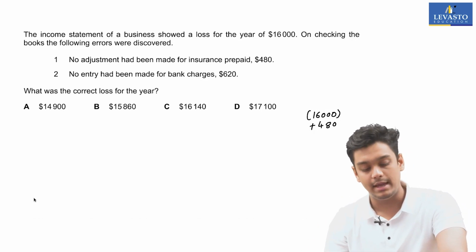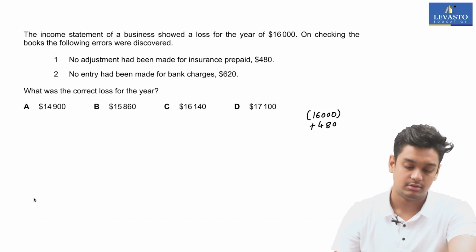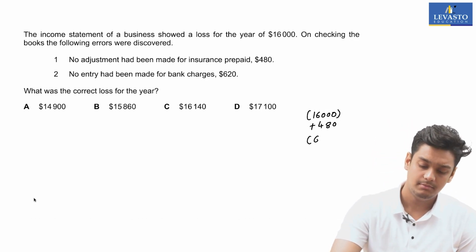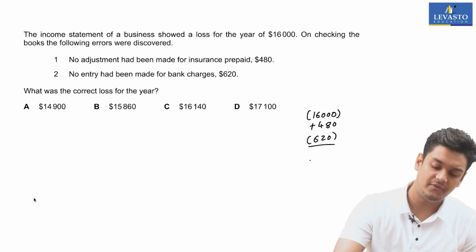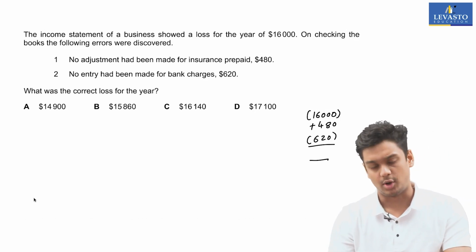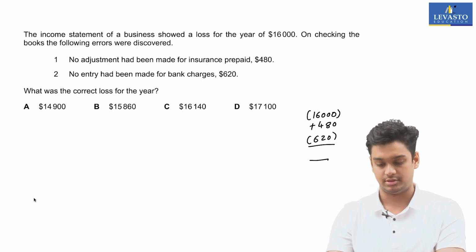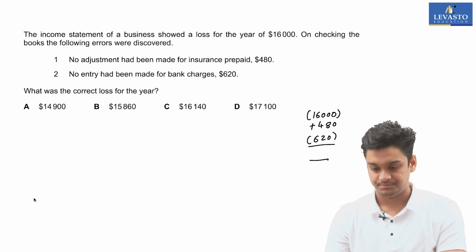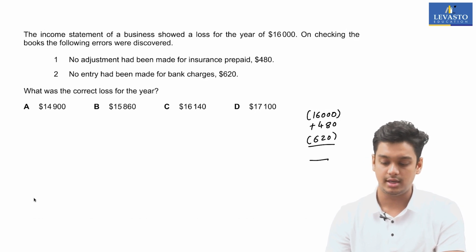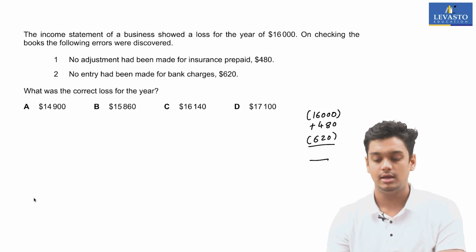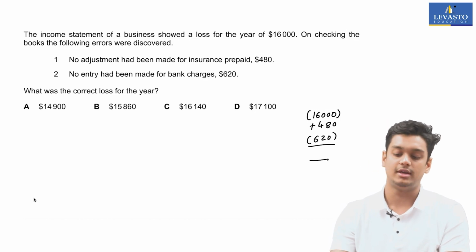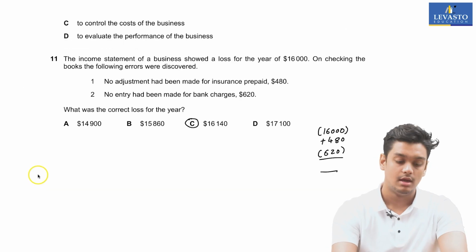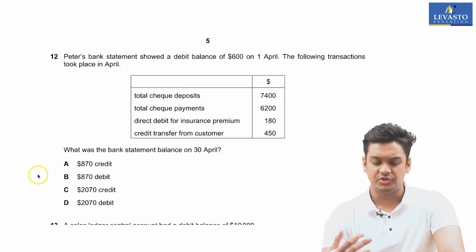No entry had been made for bank charges. Now, when it comes to bank charges, that's an expense. If we are to record that expense, obviously it's going to affect our profit. In this scenario, loss. So our right answer would be minus 16,000 plus 480 minus 620. It's going to give 16,140. Do we have an answer like that? Yes, we do. Answer is C. Now, moving on to the next question.